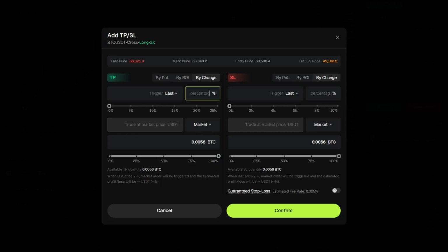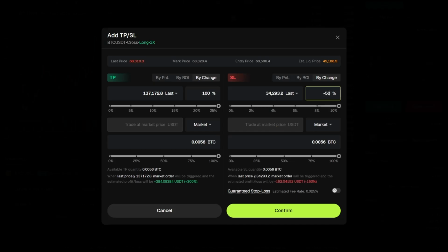I want to be out of this trade after Bitcoin is up 100%, so almost at 140,000. And for my stop loss, I'm going to cut my losses if Bitcoin pretty much goes past 35,500. So I'll be fully out of this trade as well, and we can confirm.